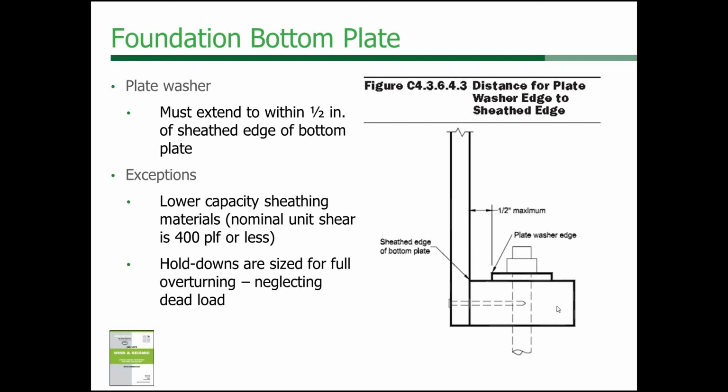And the reason is because what happens is when that shear wall resists that load, it tends to pull up. There's a pull up on that sill plate and then cause cross-beam bending. So going back to the exceptions, if you're less than 400 pounds per linear foot, it's not required, or if you design the hold down to resist the full overturning and neglecting any dead load.